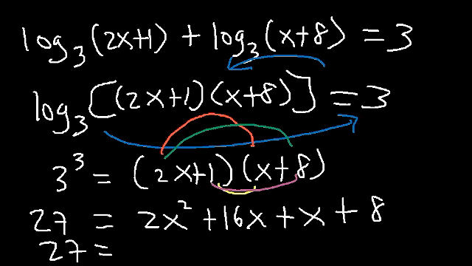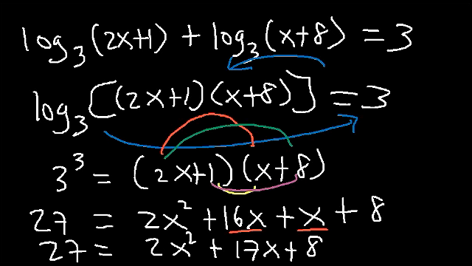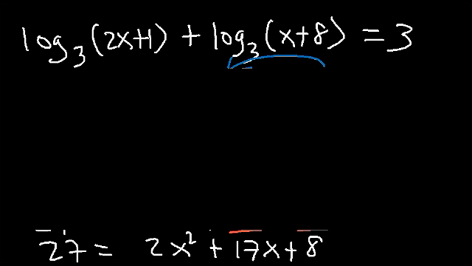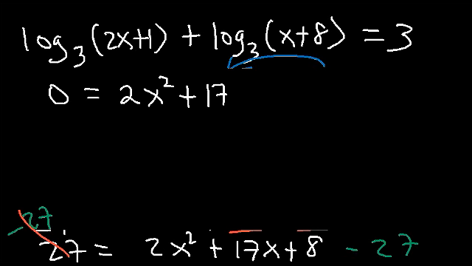So now let's add like terms. 16x plus x, that's equal to 17x. So let's subtract both sides by 27. So 0 is equal to 2x squared plus 17x. 8 minus 27, that's about -19.